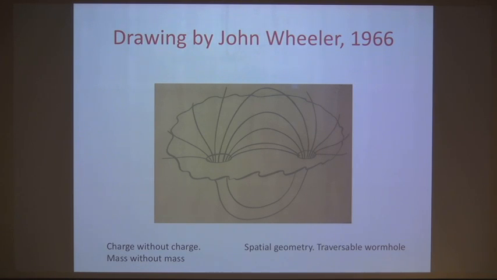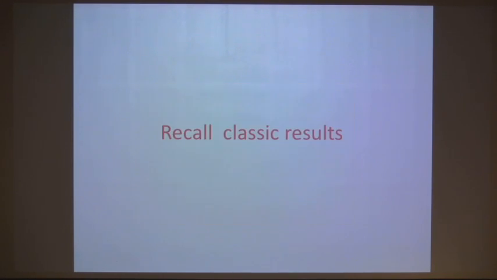And he was calling this charge without charge or mass without mass, in the sense that in general relativity you can have, in principle, this type of configuration where it looks from here that you have some charge, but really there is no charge source anywhere. And so the geometry will be, this is the spatial geometry. There is also time. Time never shrinks anywhere. And so the total geometry will be that of a traversable wormhole.